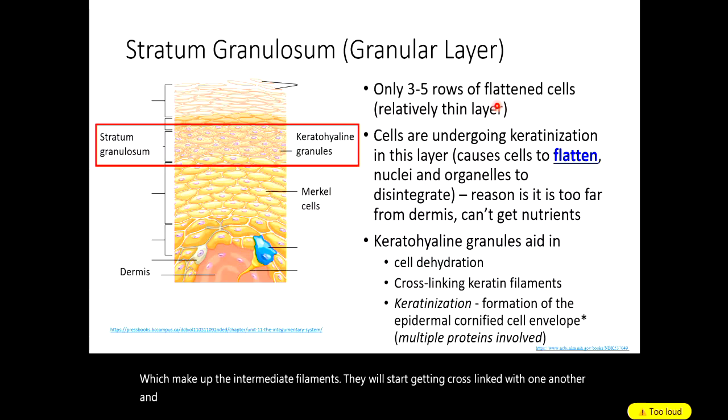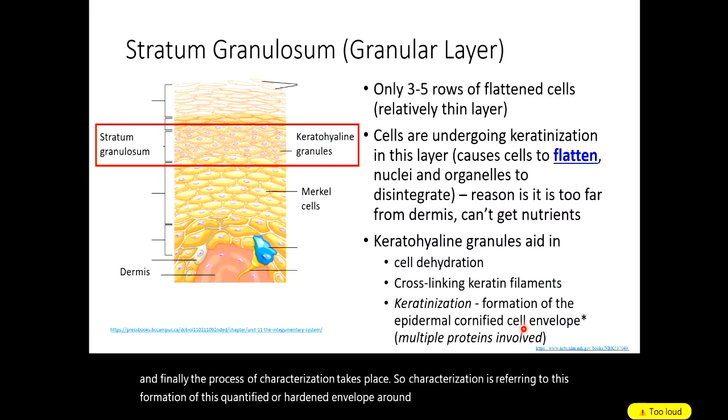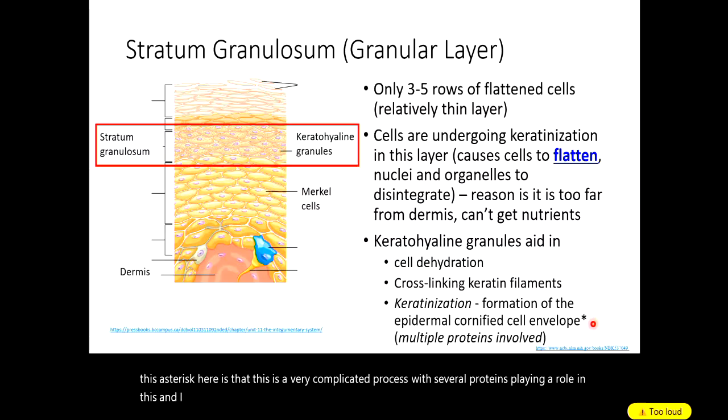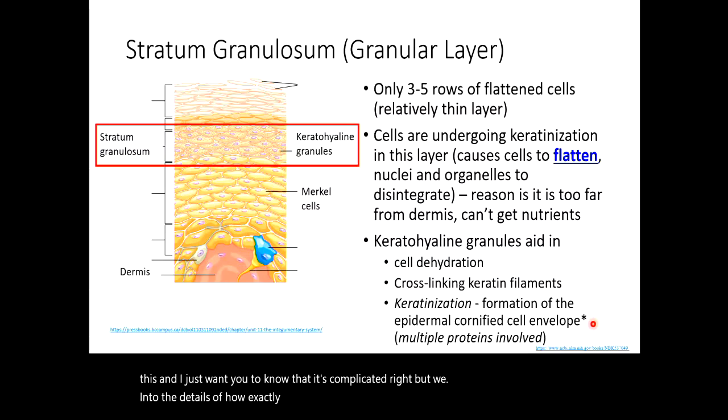And finally, the process of keratinization takes place. So keratinization is referring to this formation of this cornified or hardened envelope around the keratinocytes. The reason I have this asterisk here is that this is a very complicated process with several proteins playing a role in this, and I just want you to know that it's complicated, right? But we won't get into the details of how exactly keratinization takes place. So that's what goes on in stratum granulosum. The cells are still alive, but they are starting to die because they aren't getting as much nutrients.